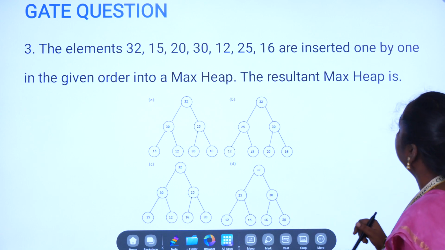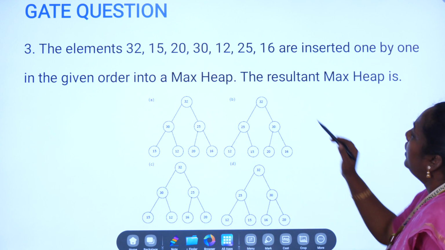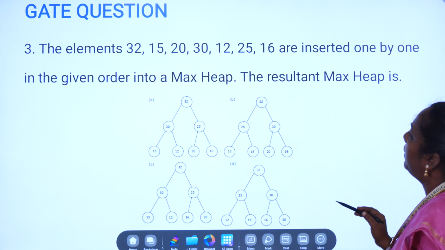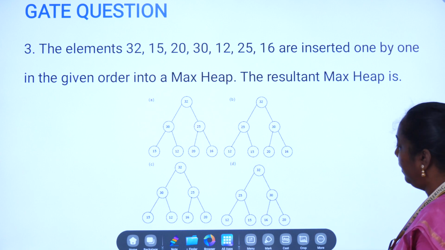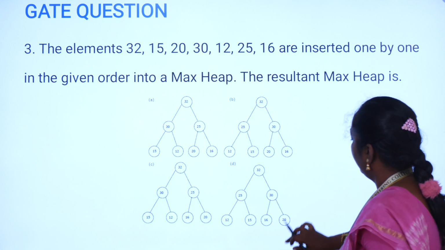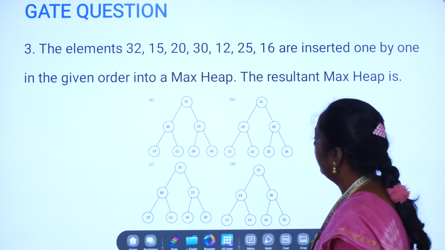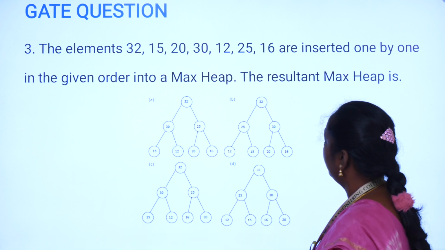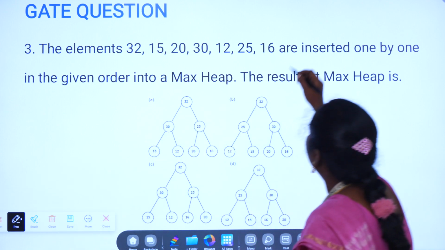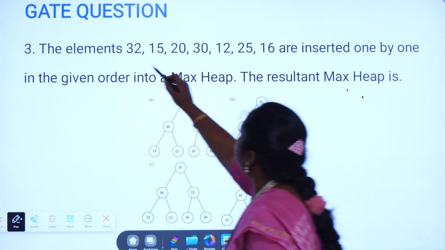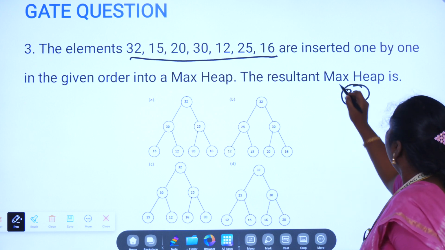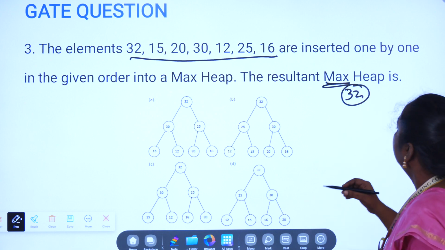So here in this example the values will be given. You need to find which is the max heap among these. You need to construct the max heap. So we will solve this one. So what is the first input? Look at these inputs. We need to construct a max heap. The first one is 32.